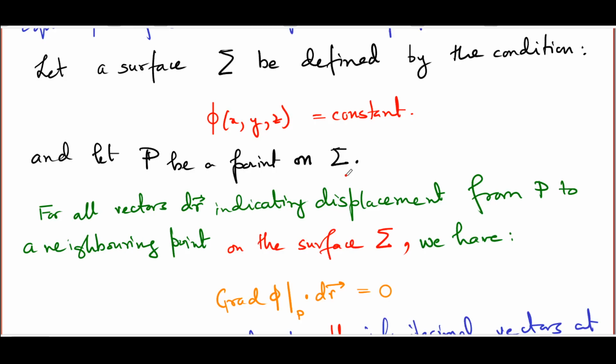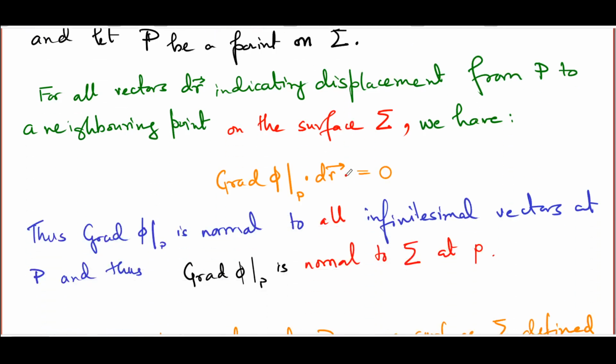So you note that this fixed vector at the point P, which is the value of gradient of phi at P, happens to be perpendicular to all displacements along that equi-phi surface. And therefore, this vector is the one which we call normal to the surface at the point P. It's normal or perpendicular to all vectors at point P on the surface itself.